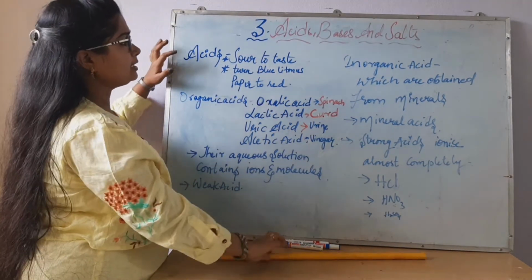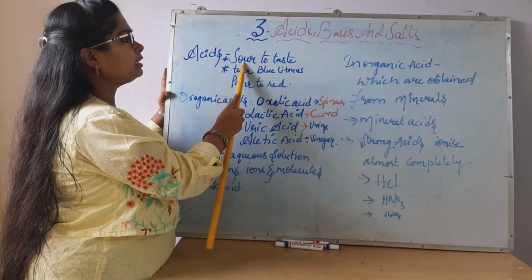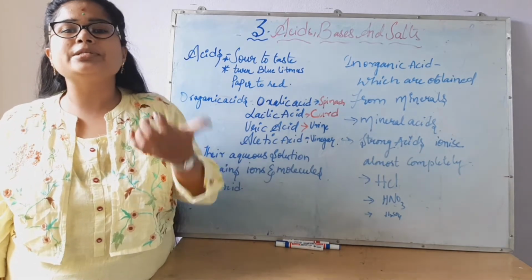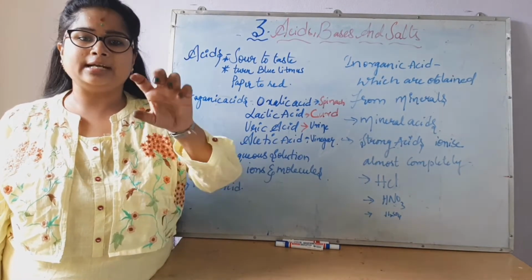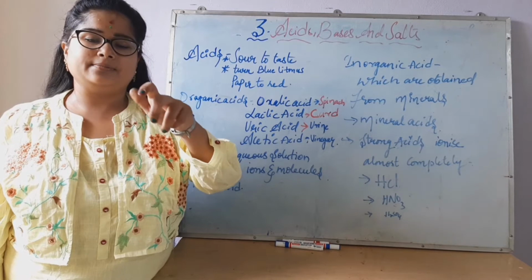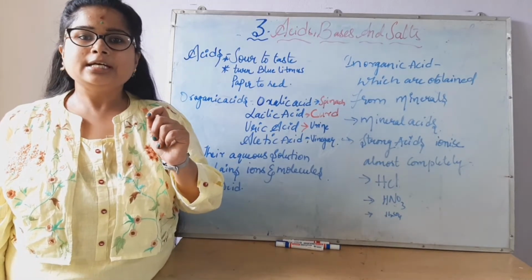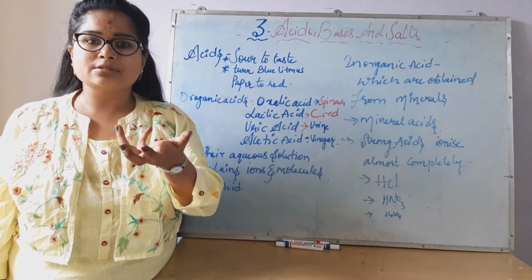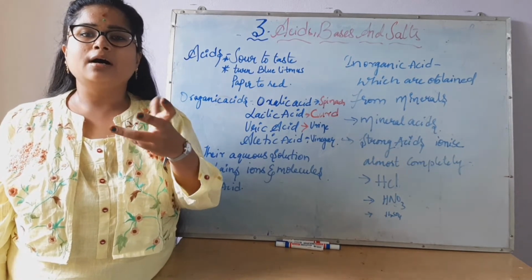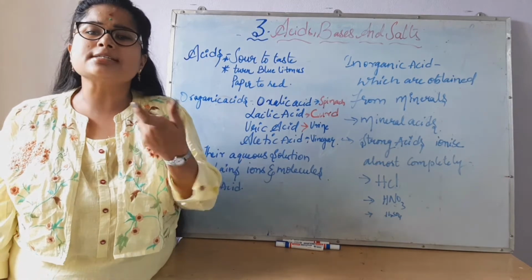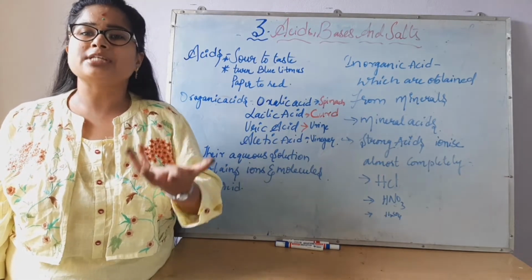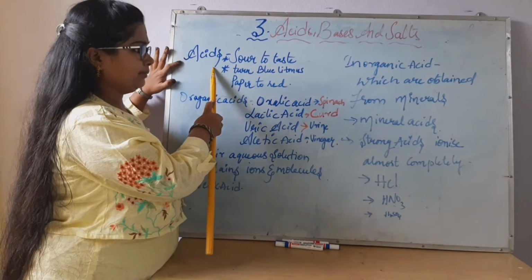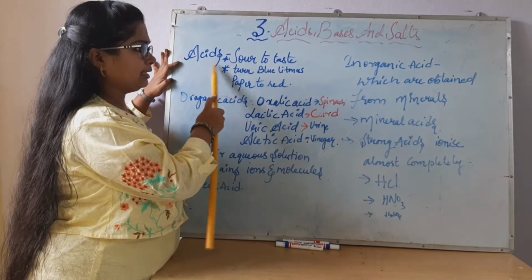So now, the first point is that acids are sour to taste. Like grapes, how are the grapes? Grapes will be sour to taste, isn't it? And neem will be bitter to taste, isn't it? So which are sour to taste? Like grapes, like tomato. These are sour to taste, isn't it? Those are sour to taste. And acids are again. So that's all with the acids.